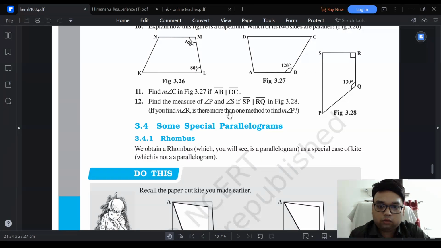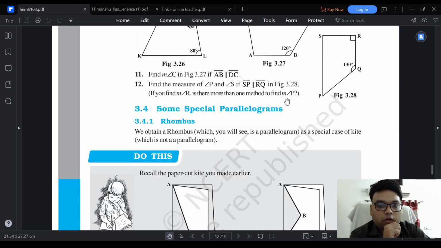Now the next question: find the measure of angle C in this figure. We have to calculate angle C. So what will be the value of angle C? Is angle B plus angle C equal to 180 degrees or not? If AB is parallel to CD, then we can say that angle B plus angle C is equal to 180 degrees. Then it is easier to calculate angle C.